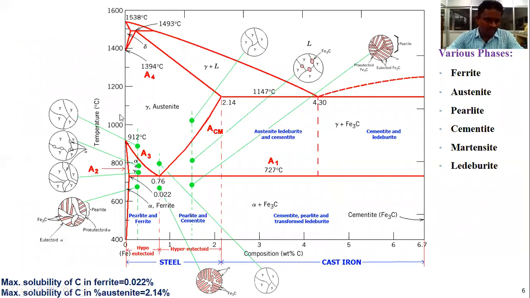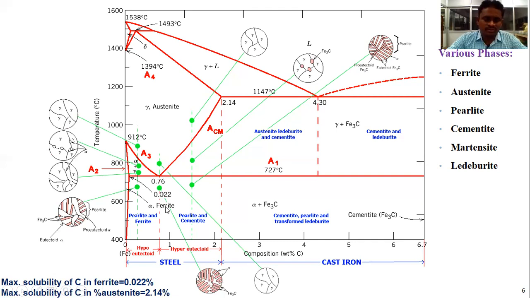The vertical axis represents the temperature, and the horizontal axis represents the carbon percentage. If we move from the left hand side to the right hand side, the carbon percentage increases from 0 to 6.67% of carbon. In this diagram, we can see various phases. Those are ferrite, austenite, pearlite, cementite, martensite, and ledeburite. I would like to discuss two important phases. Those are alpha iron and gamma iron. The alpha iron is stable below 912 degrees centigrade, and alpha iron is also called ferrite.